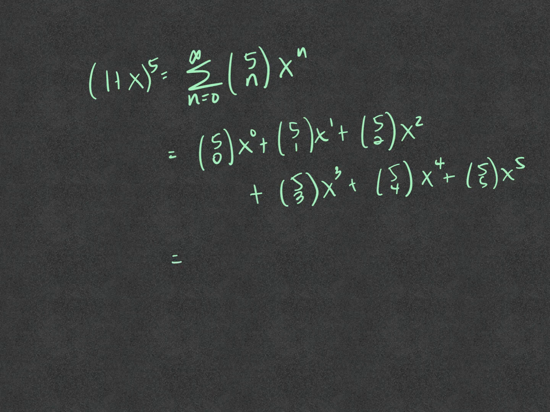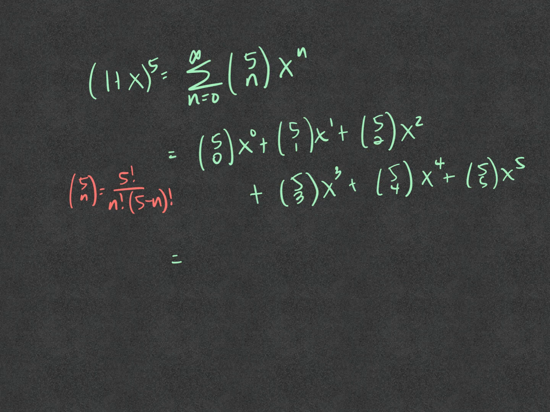Now I'm going to use the combinations formula, which says 5 choose n equals 5 factorial over n factorial times (5 minus n) factorial. That 5 is whatever your k is, your power up here. So you can use this formula if you're doing the expansion using the Taylor series.